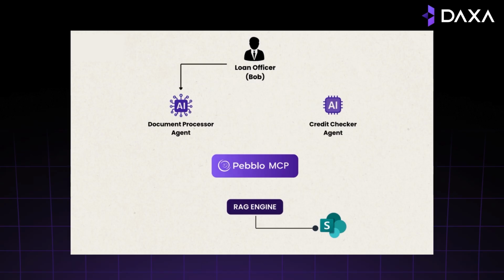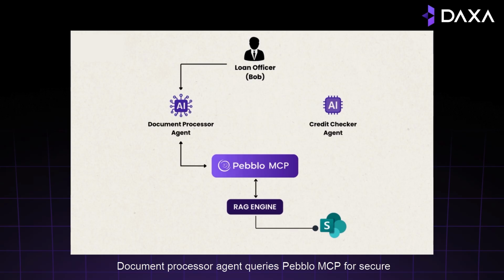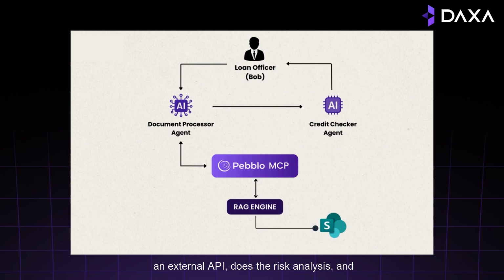Here's how this works. Bob initiates the process. Document processor agent queries Pebblo MCP for secure data, analyzes the information, then sends it to credit checker agent, which retrieves credit details from an external API, does the risk analysis, and sends results back to Bob.